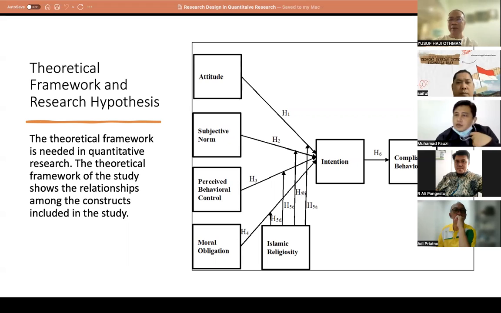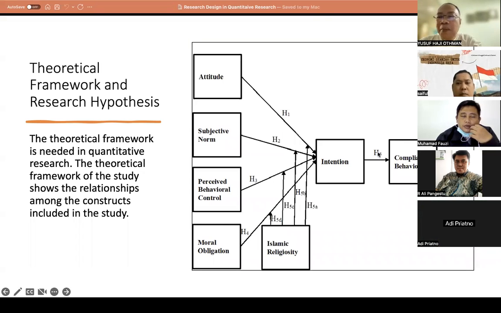Can I ask? Sure, Prof, go ahead, Bapak Fazli. Beside the theory, when we use the assumption to build the framework or hypothesis, when we use that assumption for specialists for economics theory.